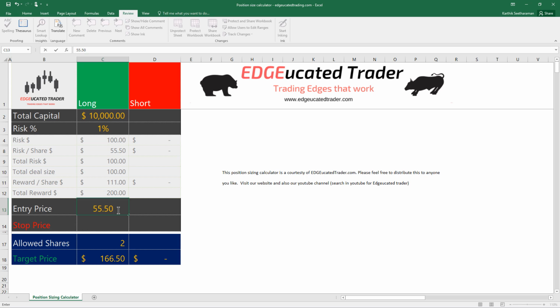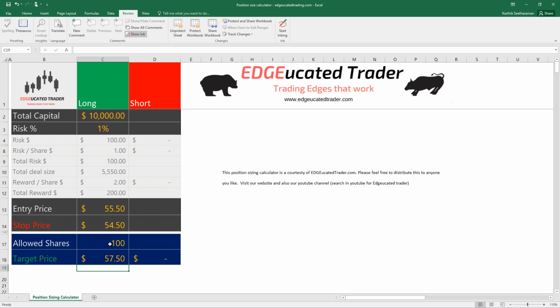And let's say I want to put the stop of $1 below the entry price, so I put it as $54.50. Now you can immediately see that the maximum risk you are taking is $100, and that would be 1% of your account, and the maximum number of shares that you can take is 100 shares. That's the maximum amount of shares you can trade for this given risk and given balance.